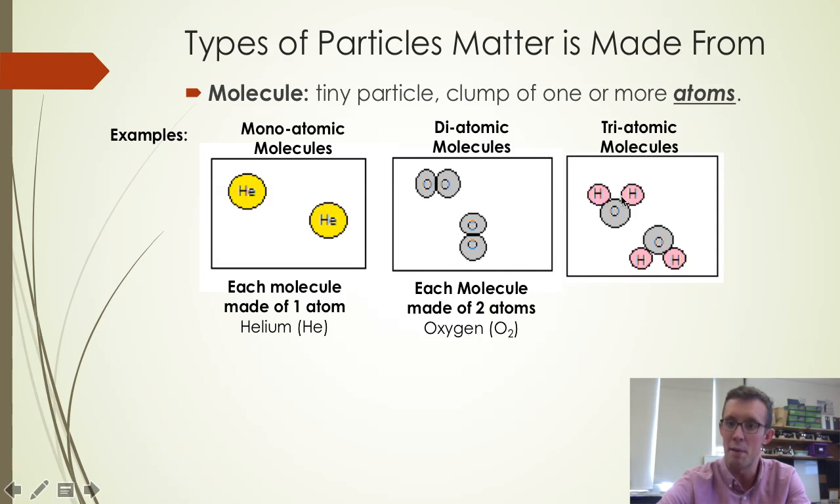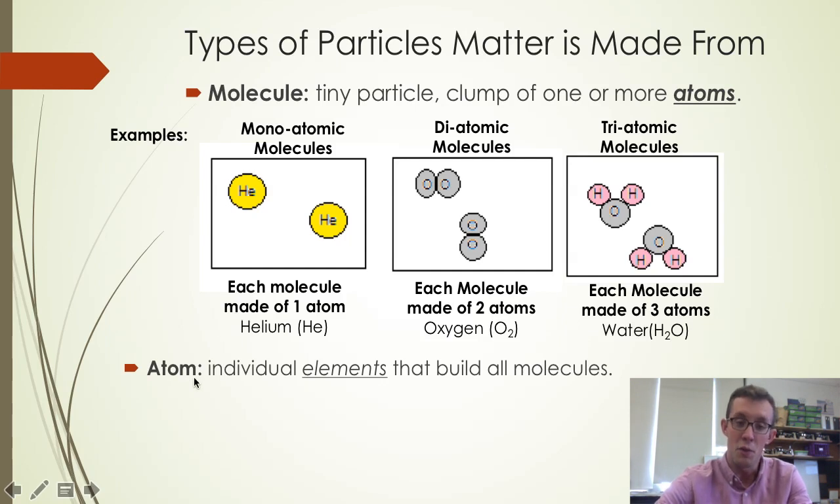Or stuff like triatomic molecules like water, where each molecule of water is made up of 3 individual atoms, 2 hydrogen atoms and 1 oxygen atom. In fact, that's where water gets its name from, H2O, 2 hydrogens and 1 oxygen. An atom then, by this definition, is just the individual elements that build all molecules. So the hydrogen was an atom, the oxygen was an atom, the hydrogen was an atom in this water, and they joined together to make a molecule.